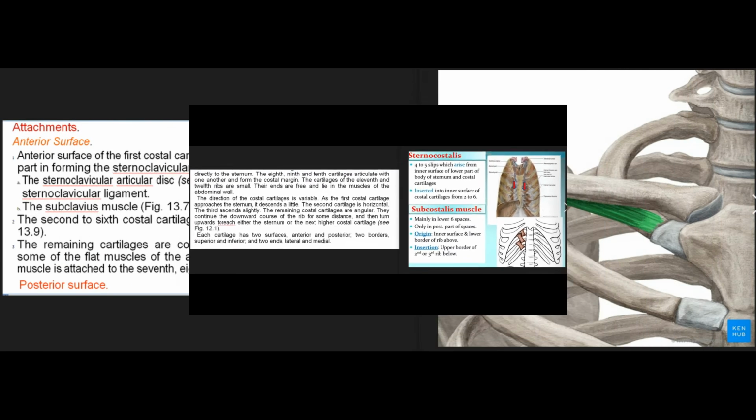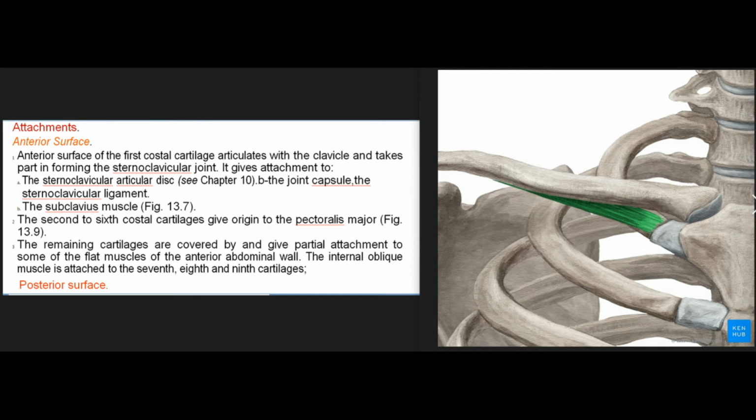Attachments. Anterior surface. 1. The anterior surface of the first costal cartilage articulates with the clavicle and takes part in forming the sternoclavicular joint. It gives attachment to the sternoclavicular articular disc, see chapter 10. It also gives attachment to the joint capsule, the sternoclavicular ligament, and the subclavius muscle. 2. The second to sixth costal cartilages give origin to the pectoralis major.